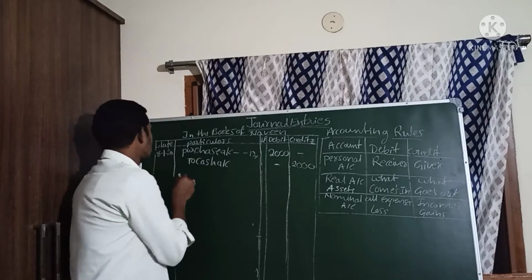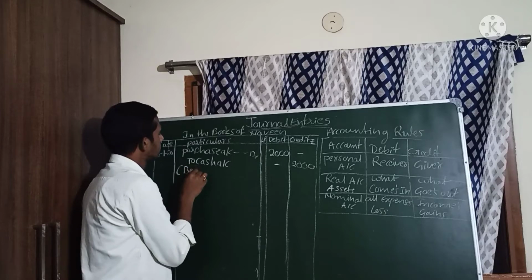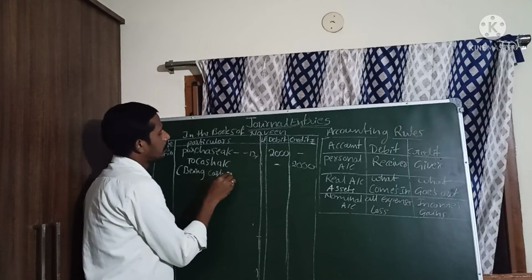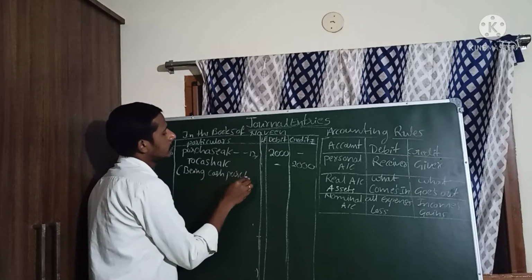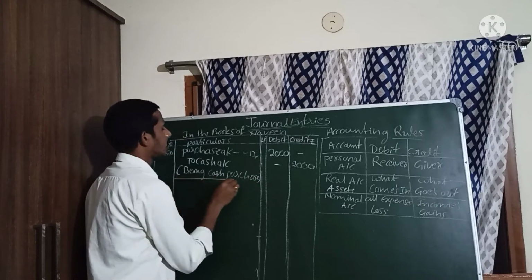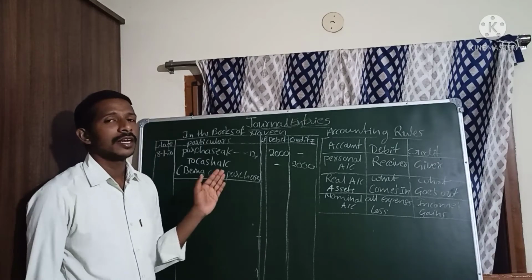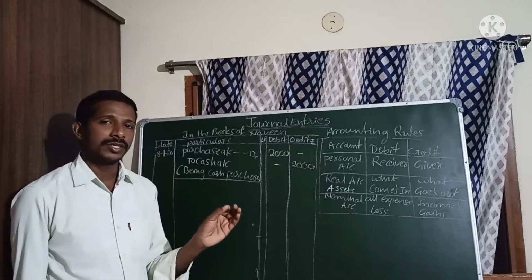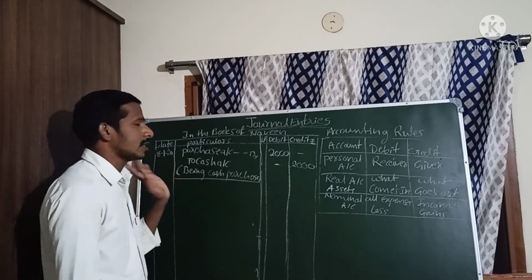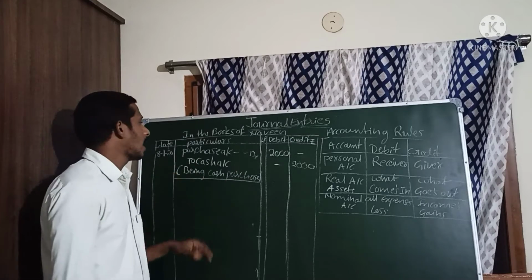Okay, so narration, explanation: being cash purchases, or purchased goods, you can write anything. Okay, this entry is mainly for only purchase, purchase goods for cash, goods purchased. You have to write this entry: purchase account debit to cash account.